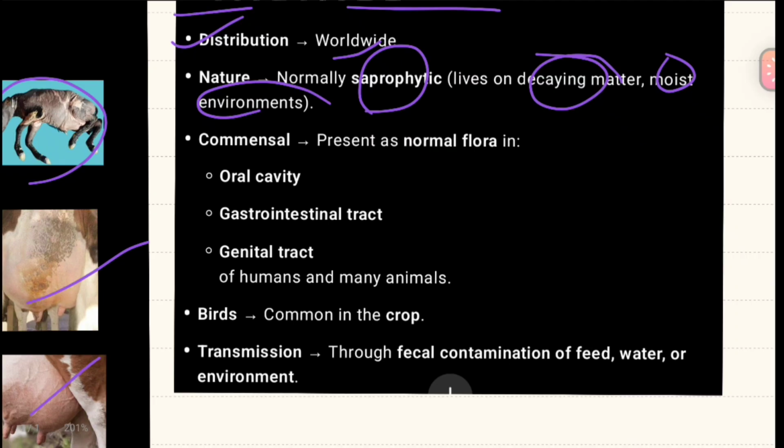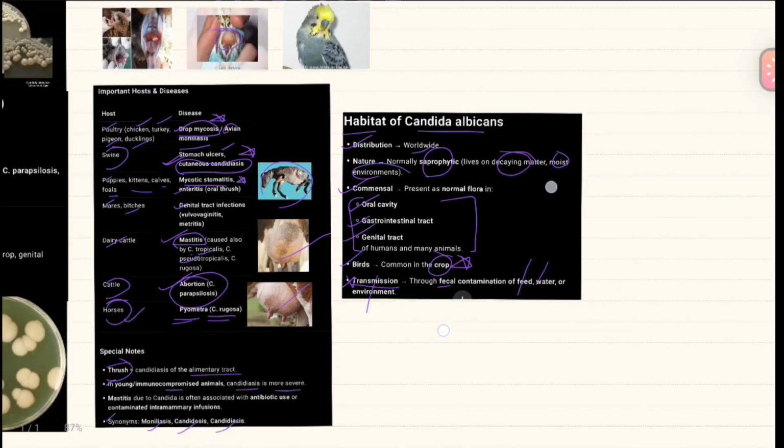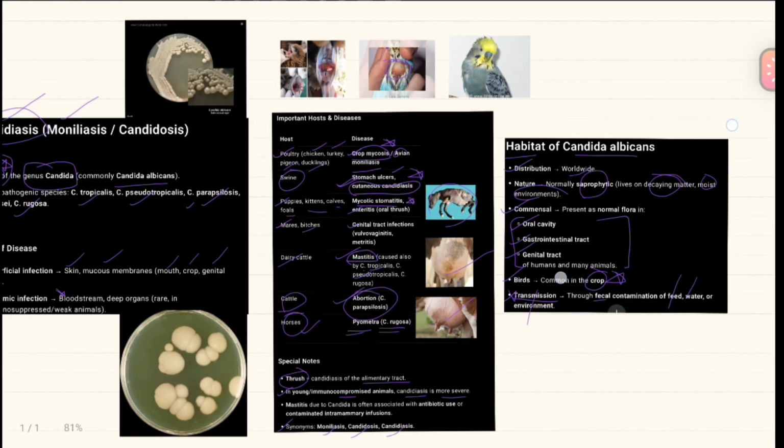So in normal conditions, the agents which belong to Candida are commensals of the oral cavity, gastrointestinal tract, and genital tract. But in case of birds, a very common site for these commensals is the crop. In birds, the normal site where Candida albicans and any other agents of Candida are situated is the crop tissue. And transmission mainly occurs through fecal contamination of the feed, water, and environment. So this is about the habitat of Candida albicans.